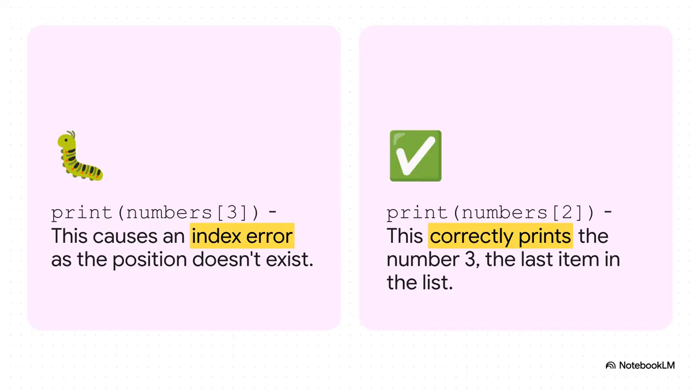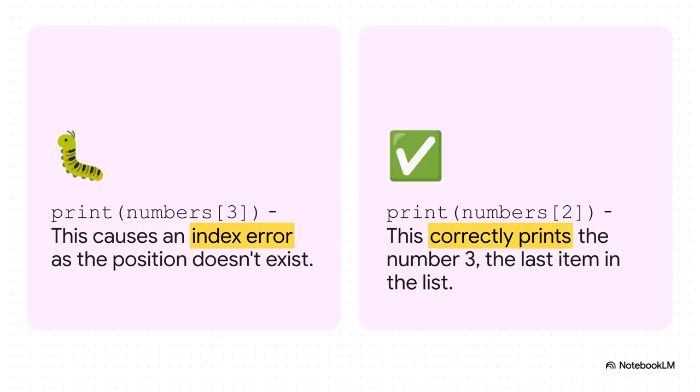And here we can see the crime and the solution, side by side. On the left, we've got a list with 3 items. Now, in most programming languages, lists start counting from 0. So the valid positions are 0, 1, and 2. The buggy code asks for position 3, which doesn't exist. And boom, the program crashes. The fix, on the right, is super simple. We just ask for position 2, which correctly gives us the last item, the number 3.